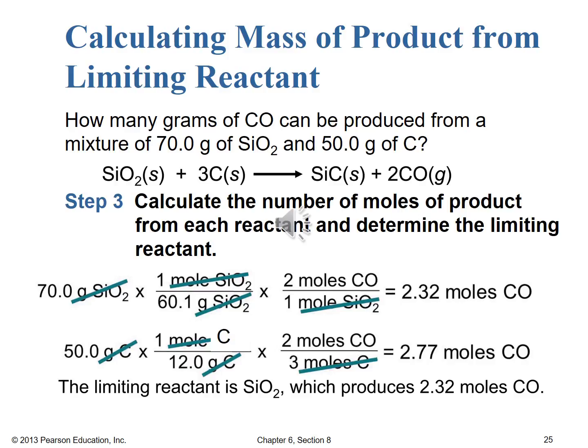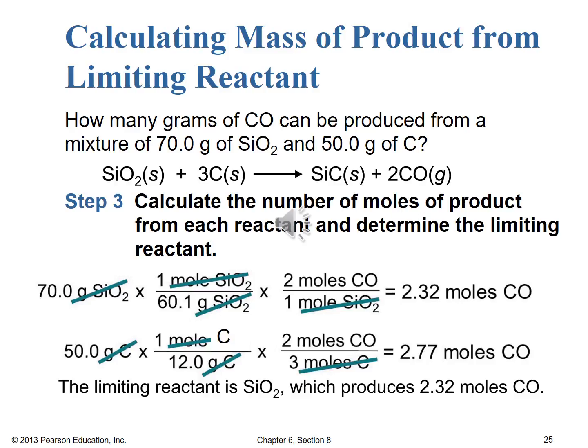Okay, moving on to step 3 now, we can calculate the number of moles of product from each reactant and determine the limiting reactant. So starting with the 70.0 grams of silicon dioxide, if we multiply that by the 1 mole over its molar mass, we can get the grams to cancel. We're now in moles of SiO2, and if we multiply by 2 moles of CO per 1 mole of SiO2, we can now cancel the moles of SiO2 and be left with 2.32 moles of carbon monoxide being possibly produced.